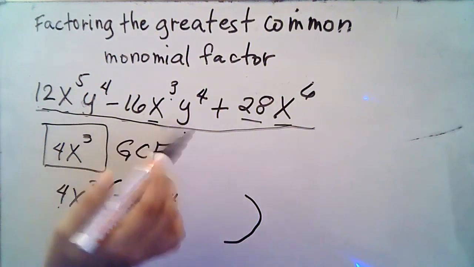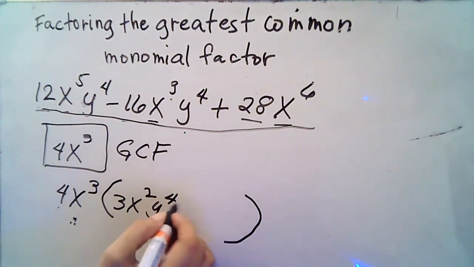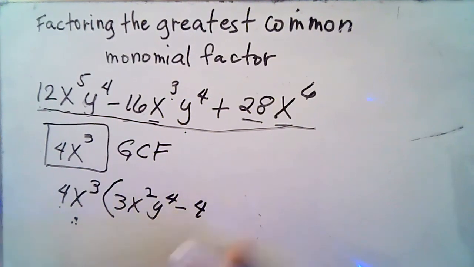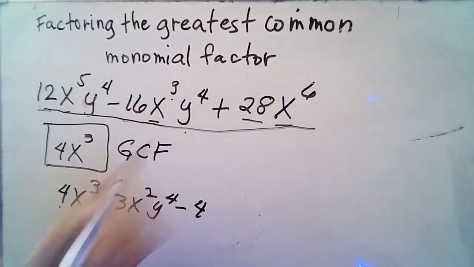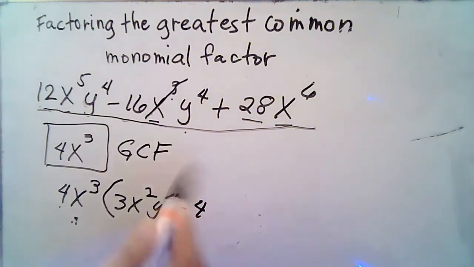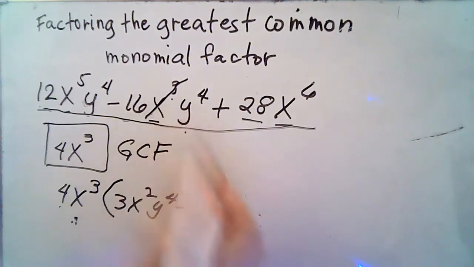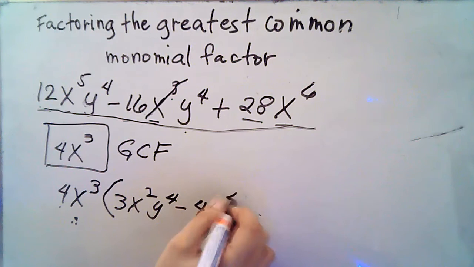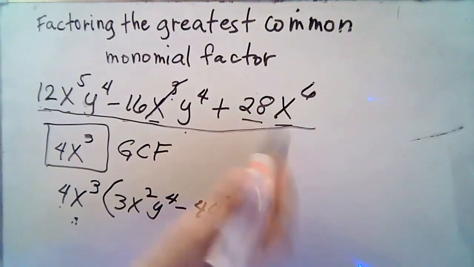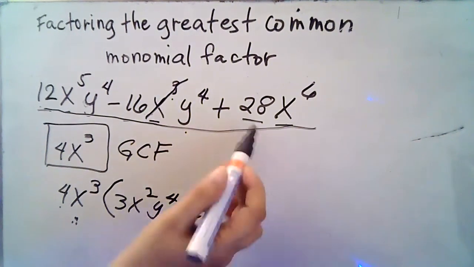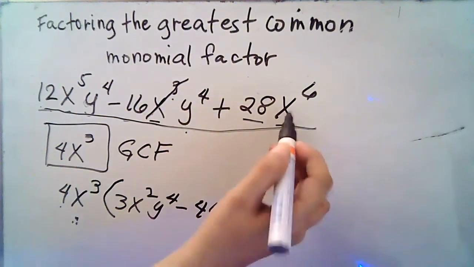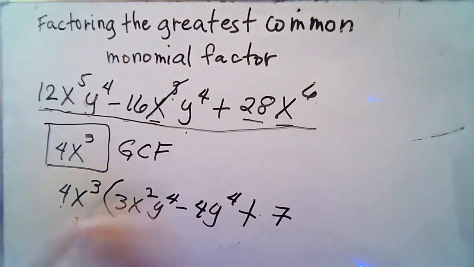Next is for the second term, 16 divided by 4. That's going to be negative 4. Okay. Next is x cubed divided by x cubed. That's going to be canceled out. Okay, it will be canceled out. And then just copy y, so y to the 4th power. And for the third term, we have 28 divided by 4. That's going to be 7. And then x to the 6th power divided by x cubed. That's going to be x cubed.